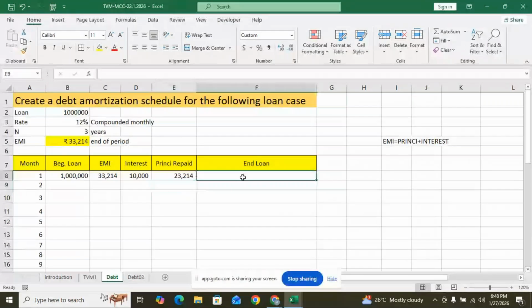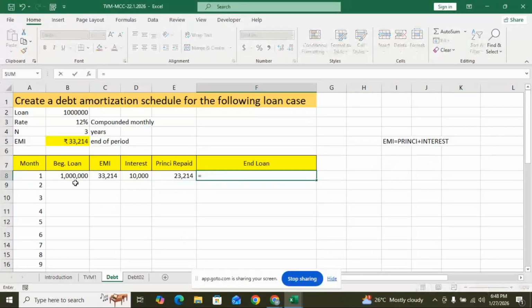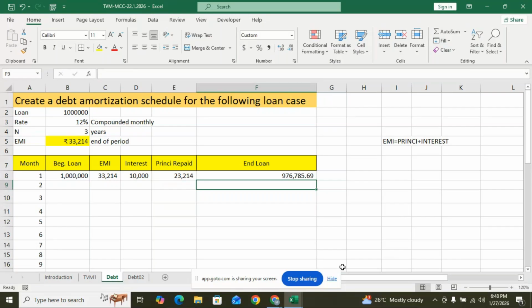So end loan amount is equals to 10 lakh minus your principal repaid. Press enter. So by the end of the first month, after you pay your first EMI, your balance amount will be 9,76,785.69. Okay, so this is the first month you have worked out. So what about the second month? That is what you're going to see here.